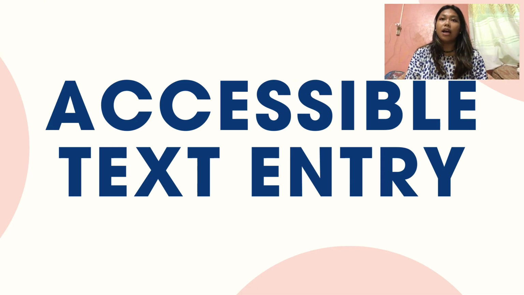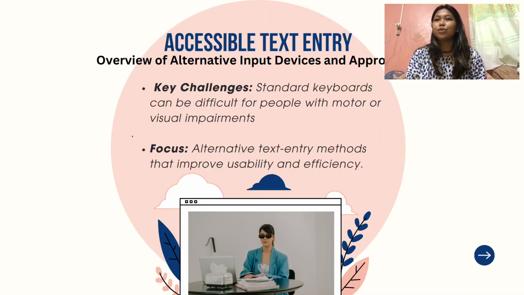I'll be discussing accessible text entry methods for users with motor and visual impairments. We'll explore alternative input devices and innovative approaches that are helping to improve usability and efficiency for individuals facing these challenges. Typing and data entry can be difficult for people with motor and visual impairments, often leading to slow input or difficulty accessing regular keyboards. To address these challenges, various alternative methods have been developed. Today, I'll walk you through some of these innovative approaches and technologies that make text entry more accessible.